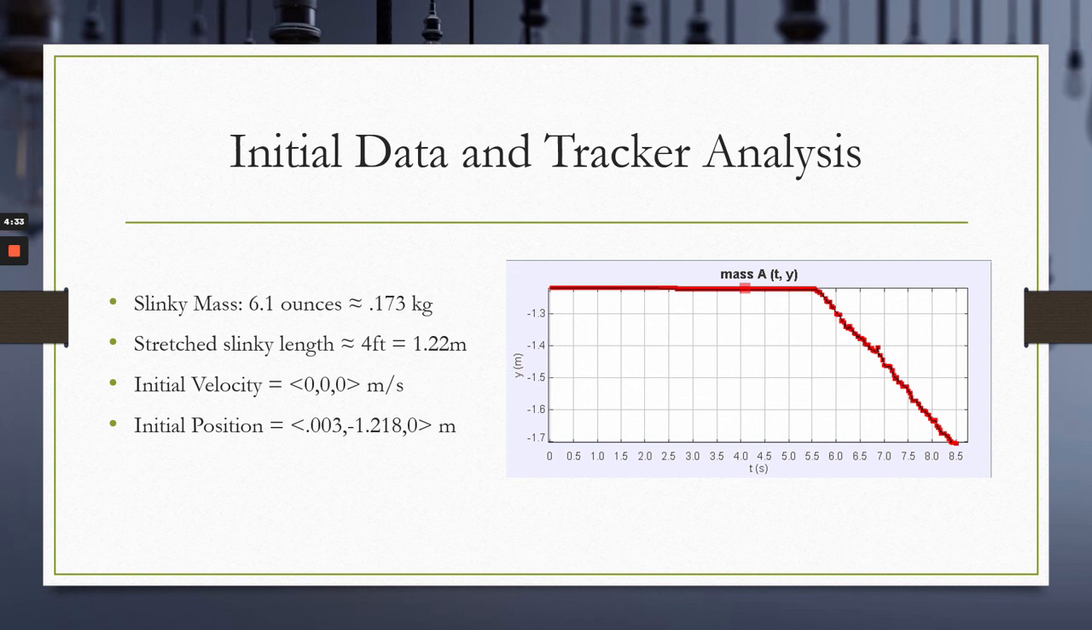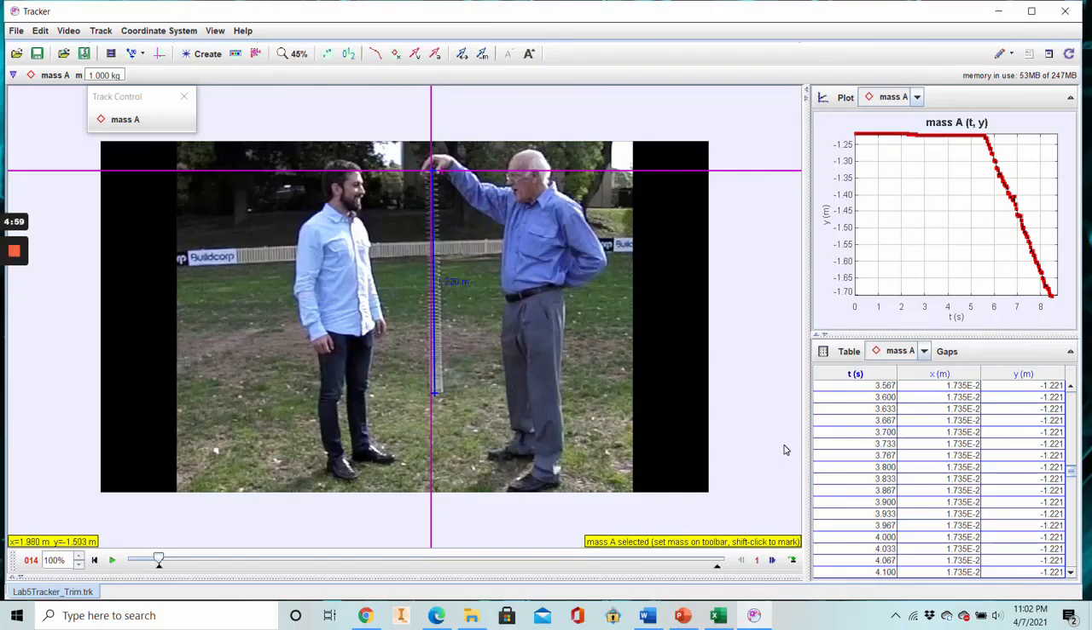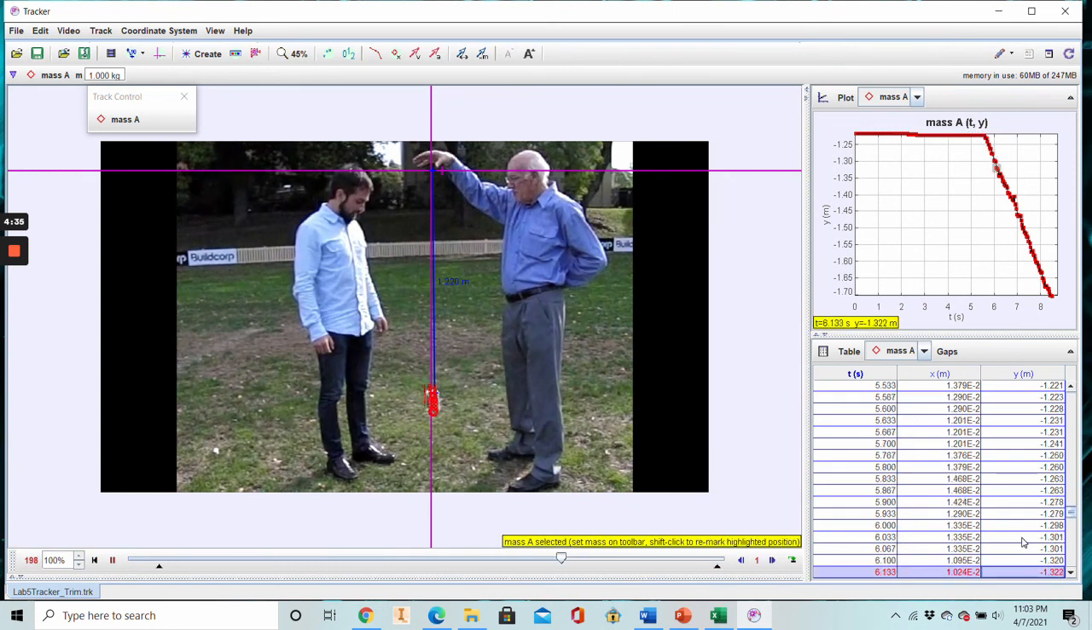Let's analyze that now. Here's the full Tracker video. The origin is placed at the point where the slinky is dropped, and the calibration stick defines a reference length. As the video runs, you can see that the point mass analyzing the bottom of the slinky does not change until the top of the slinky pushes down. This change in y position can be seen in the graph in the top right and in the last slide. The position and time data points will be graphed and compared to those produced later on in the GlowScript code.